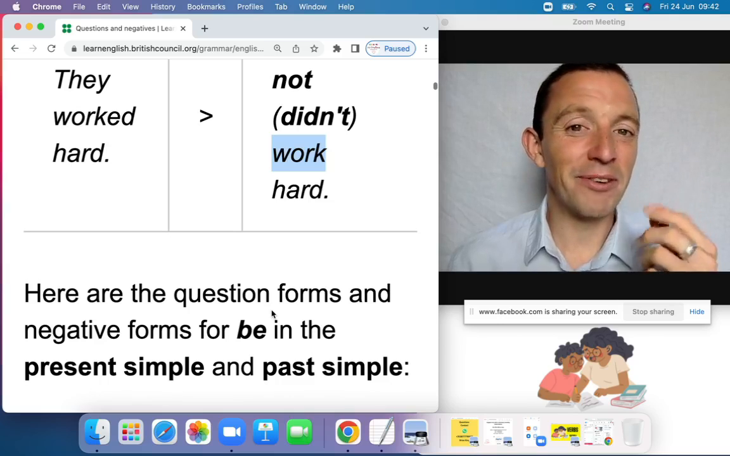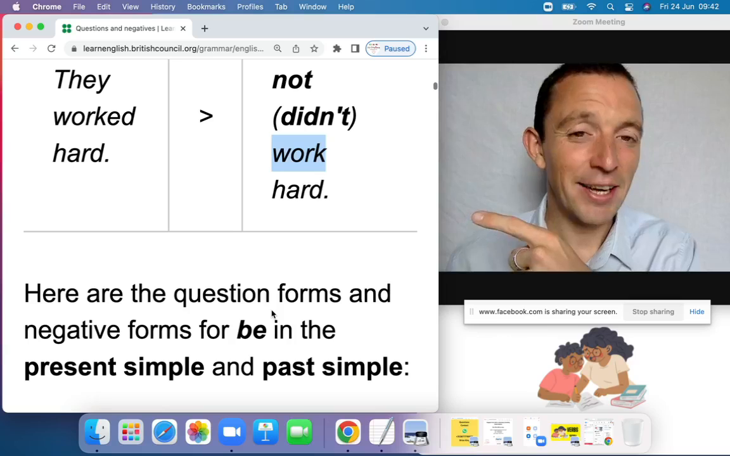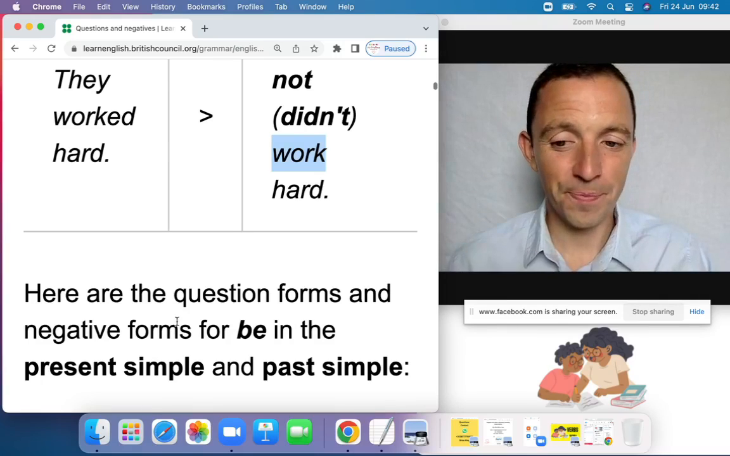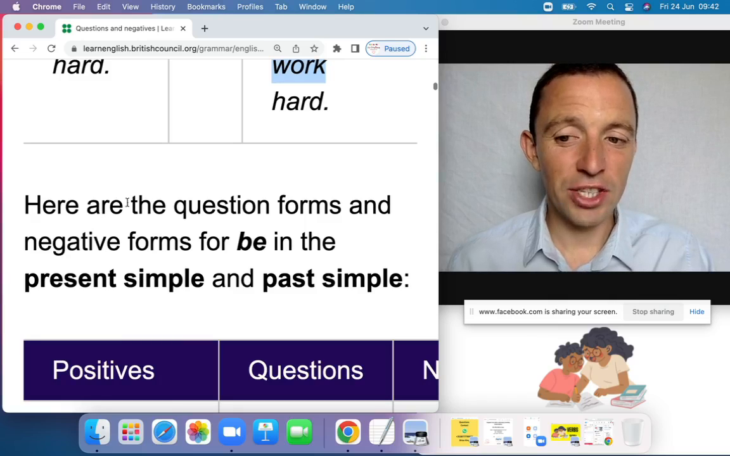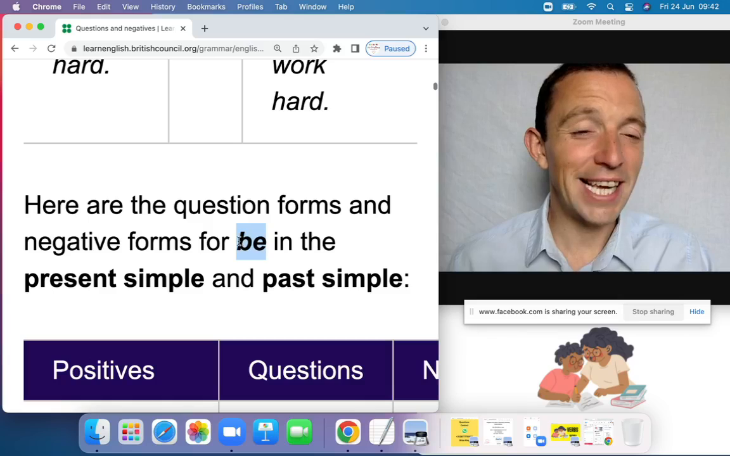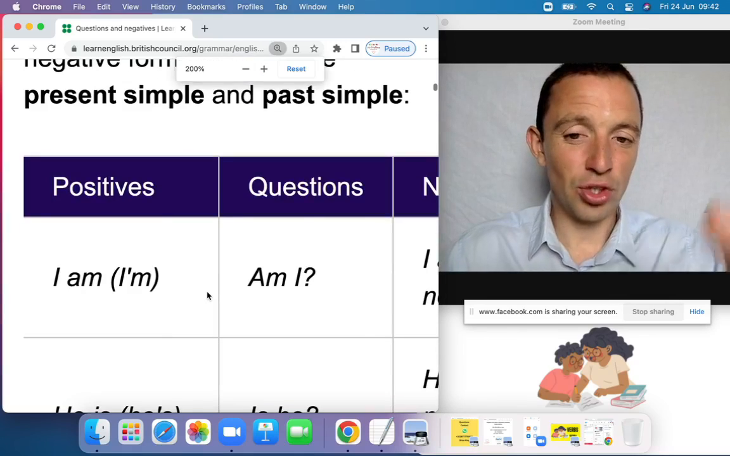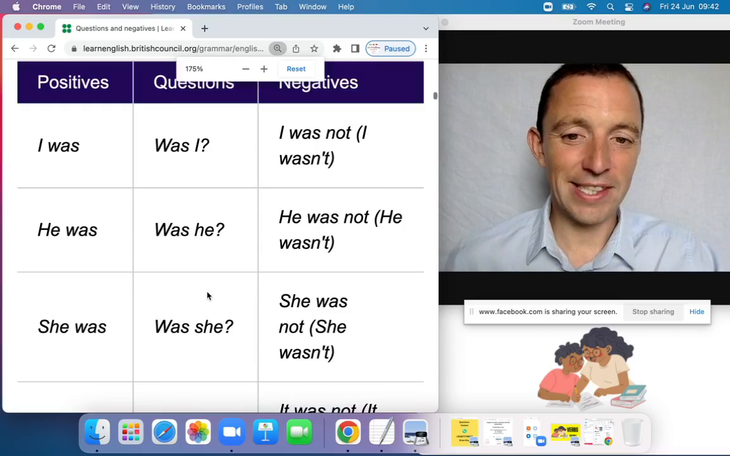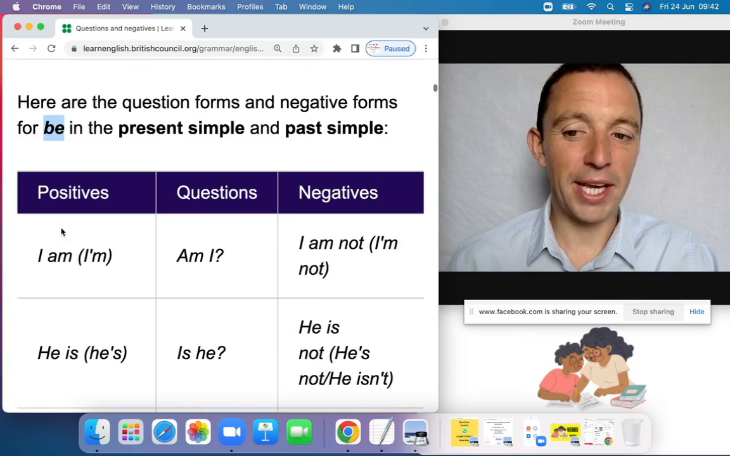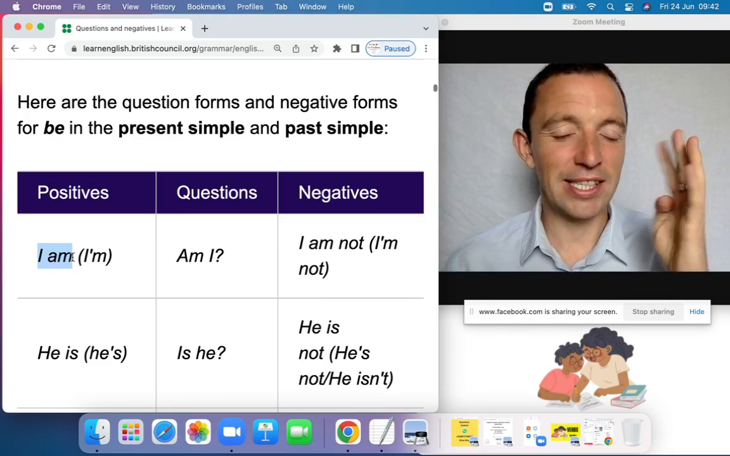Very important, very difficult, very necessary to review, very necessary to study again, because this is a fundamental part of English speaking all the time. Here are the question forms and negative forms for be. So the verb to be is exceptional a little in the present and the past. So let's zoom out a little so you can see everything. And here we go. So the verb to be, positive, I am. I am, you are, he is, she is, etc.